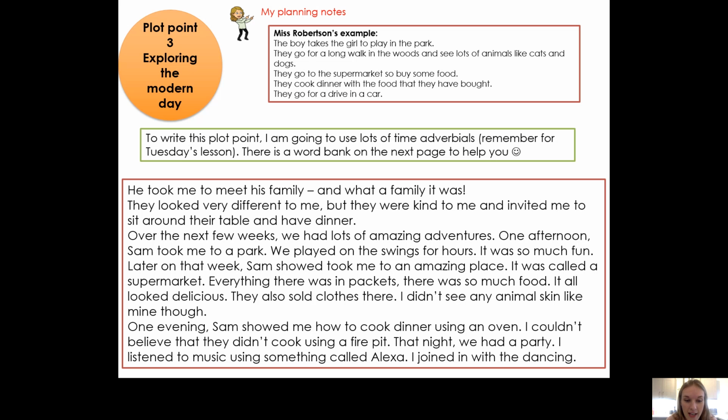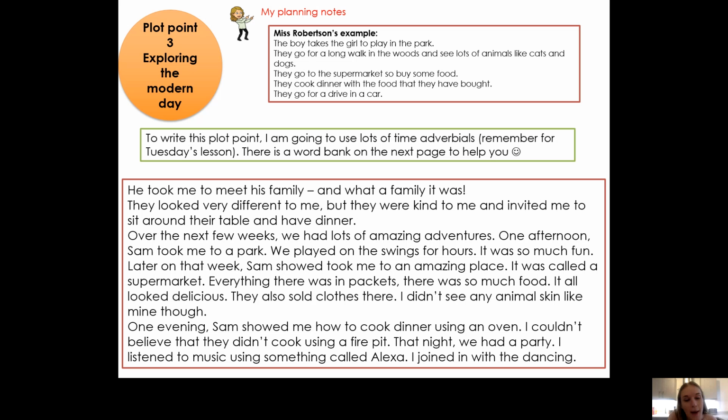One evening, Sam showed me how to cook dinner using an oven. I couldn't believe that they didn't cook using a fire. That night we had a party. We listened to music using something called Alexa. I joined in with the dancing.